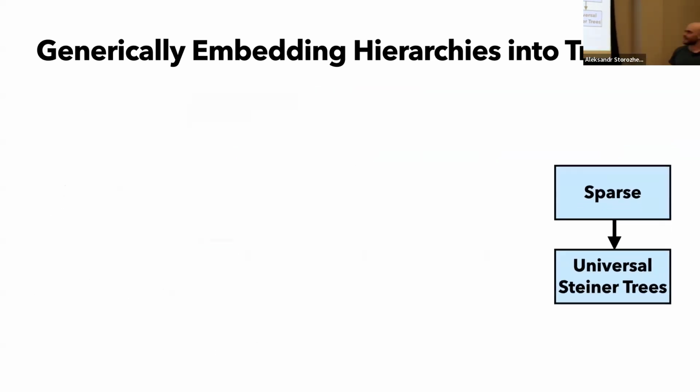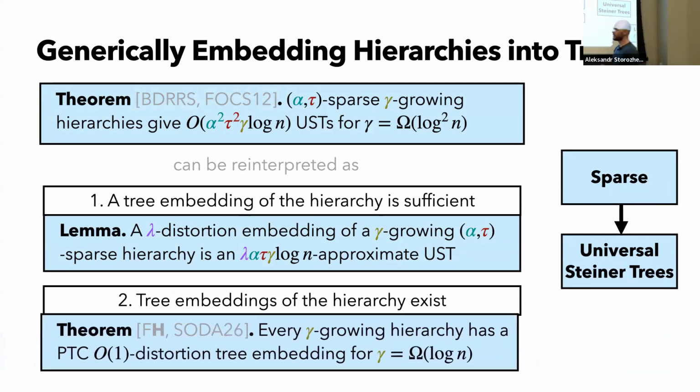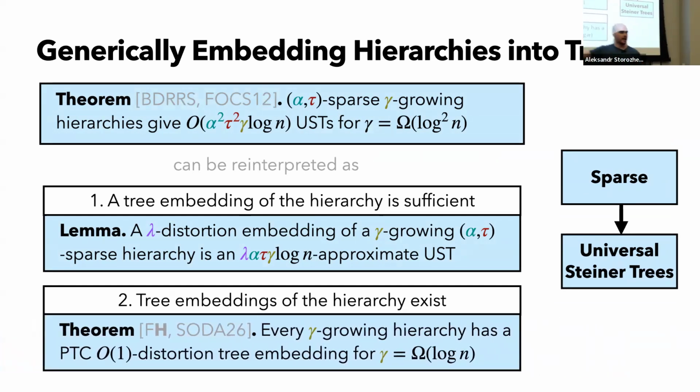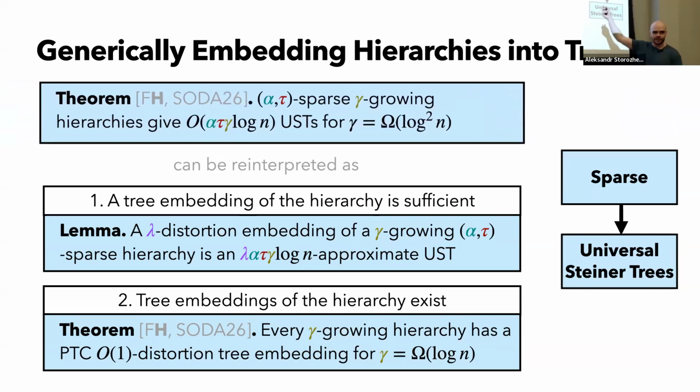Just because I've been focusing on universal Steiner trees, let me tell you what you get out of this. Jumping back to this connection between universal Steiner trees and these sparse partition hierarchies, where we saw that embedding of sparse partition hierarchies was sufficient and that they exist, all we have to do is swap out the existing embeddings of sparse partition hierarchies with our new embedding of arbitrary hierarchies. And we'll change what was an alpha times tau into a constant distortion. Then this gives you back a little implication, namely, if you give me alpha, tau sparse, gamma growing hierarchies, then I can give you back a universal Steiner tree that's not alpha squared times tau squared, but just alpha times tau times gamma times log n.